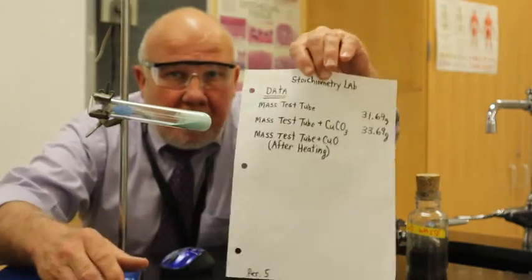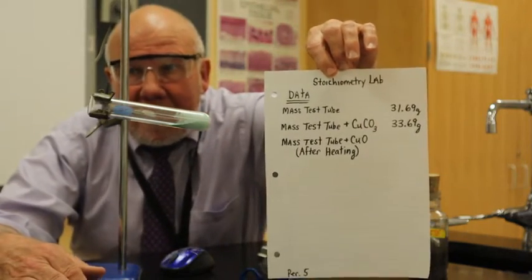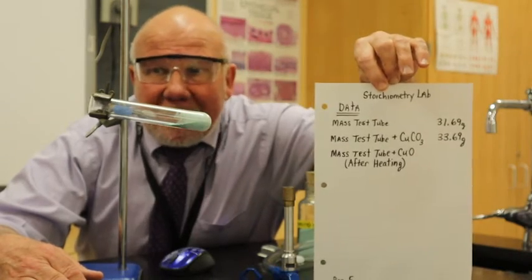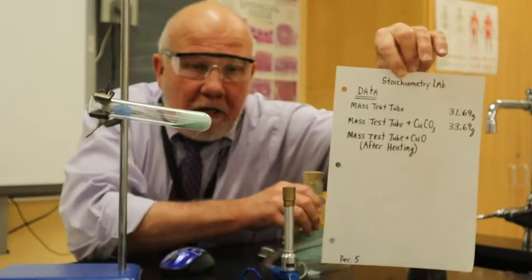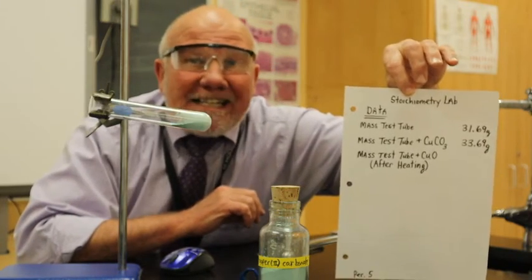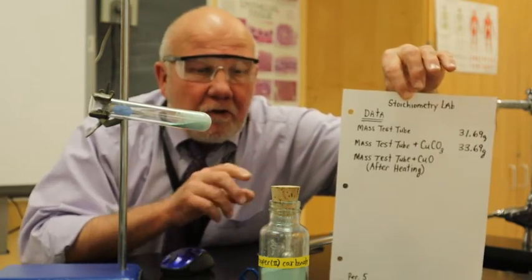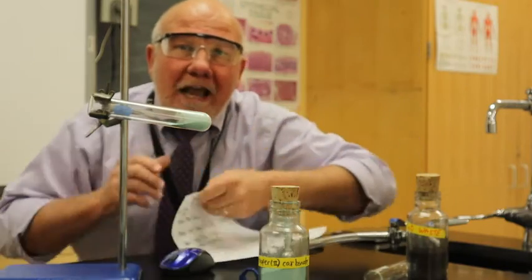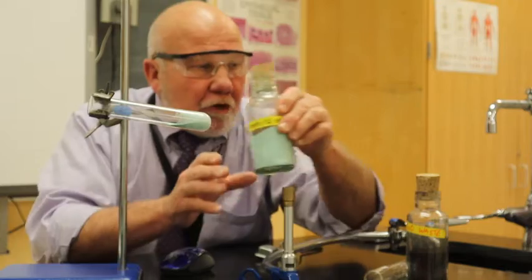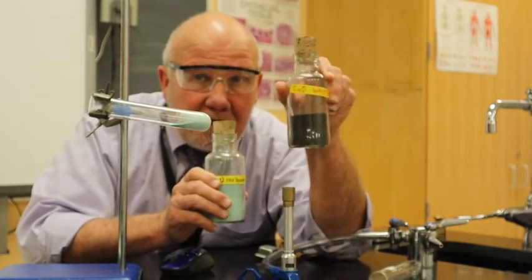So I have this data, which I'll share with you in a few minutes. The test tube by itself was 31.69 grams. Then when I added the copper carbonate, which is this green powder, to it, it was 33.69 grams. All right. So I have 2.00 grams of copper carbonate in here, and I'm going to heat it up and produce copper oxide, which is the product here.